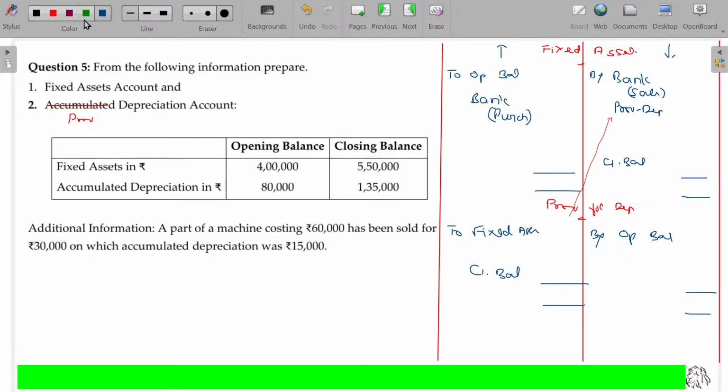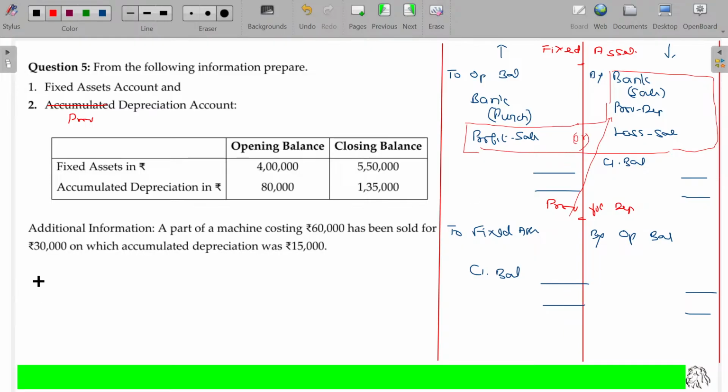Apart from that, on sale, you either get profit or loss. Profit increases the value, so it should be in the debit side. Profit on sale. Loss on sale will reduce the value. So you have to understand this block. All the things will happen at the time of sale. This entire set, where either you get profit or loss.